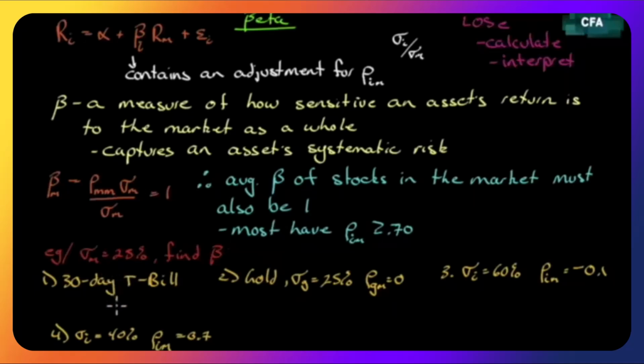Number 2, find beta for gold. It has a standard deviation of 25% and a correlation with the market of 0%. Well, if it has a correlation of 0, the numerator up here would be 0. Beta is also 0. It looks like I've chosen some pretty easy problems, right?